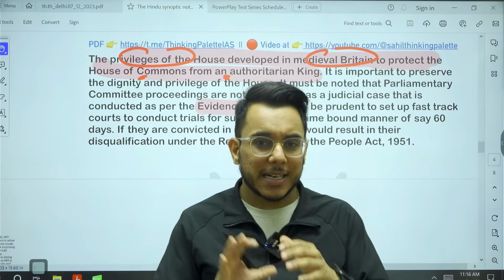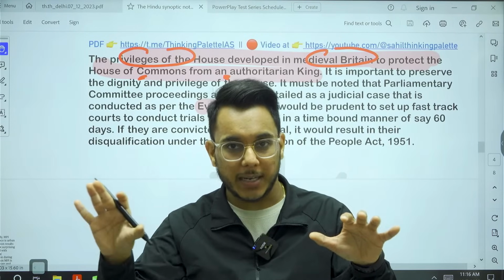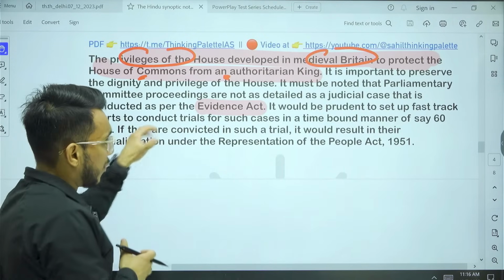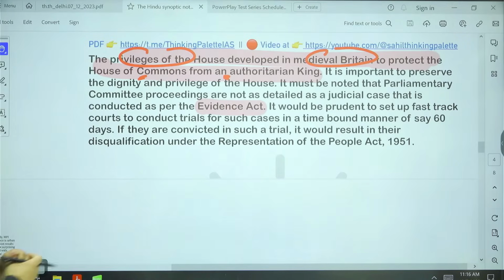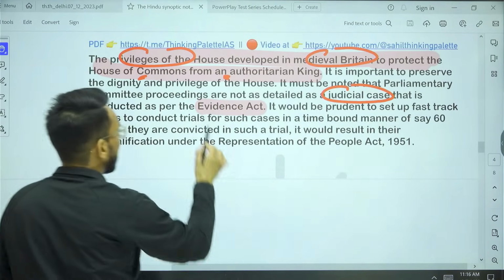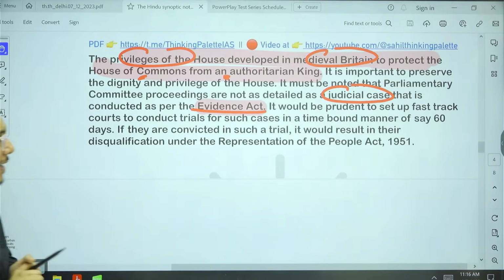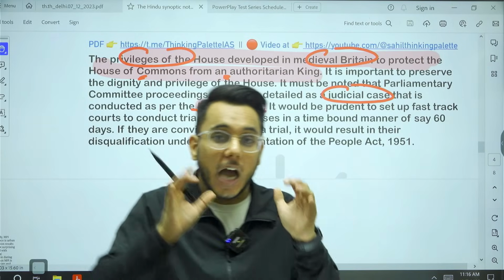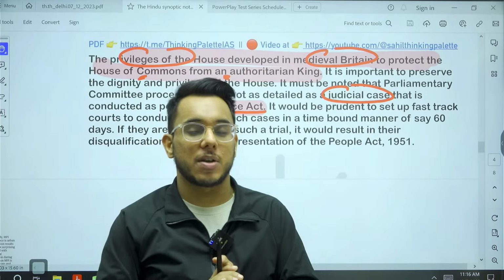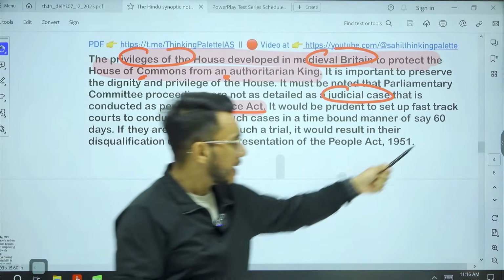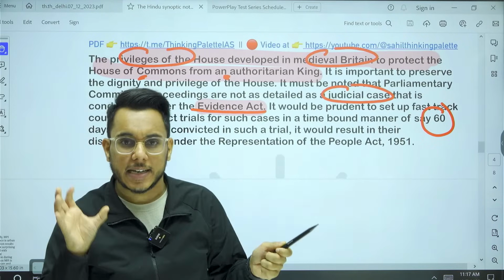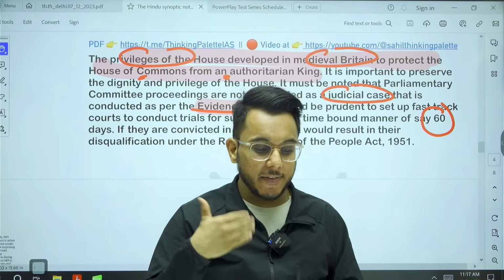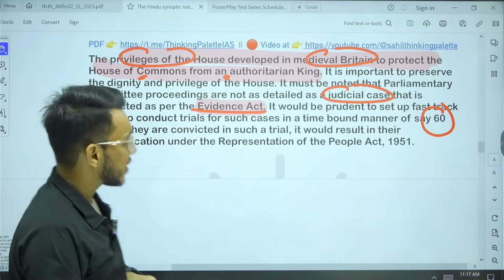Now it has been said that though the ethics committee has investigated the matter, their investigation will not be detailed like a judicial investigation. In a judicial case, the matter is decided as per the Indian Evidence Act. So basically it has been said that if you want to expel an MP, it is better that a fast-track court should be established, and that court should decide in a time-bound manner, let's say 60 days, whether the MP should be expelled or not. As a judicial case goes into much more detail, it will be able to do complete justice in this case.